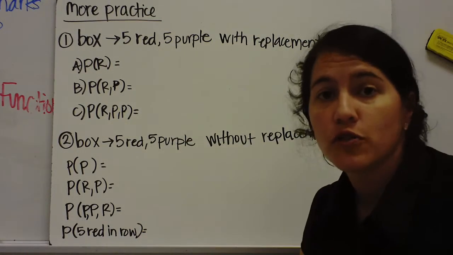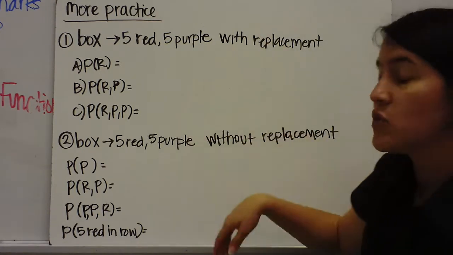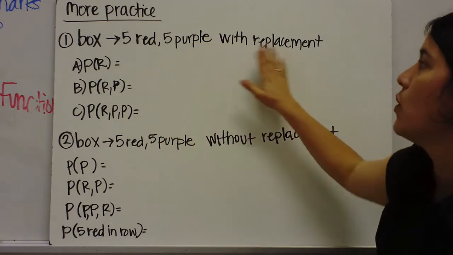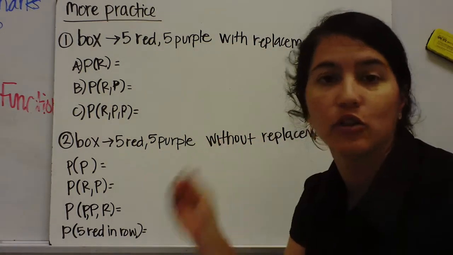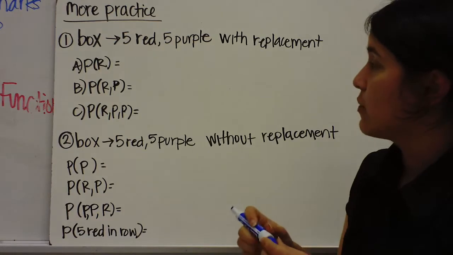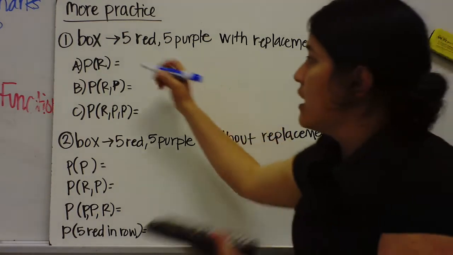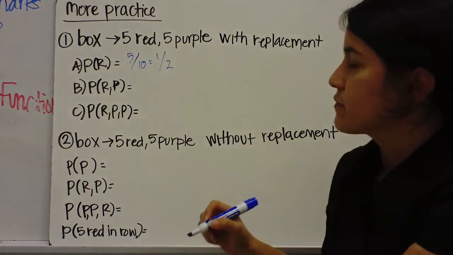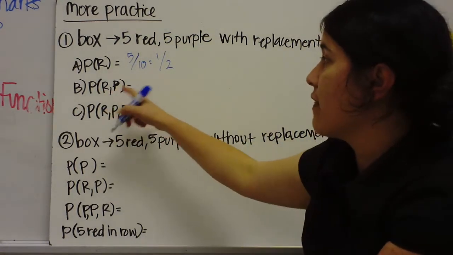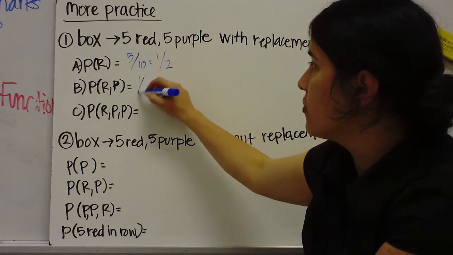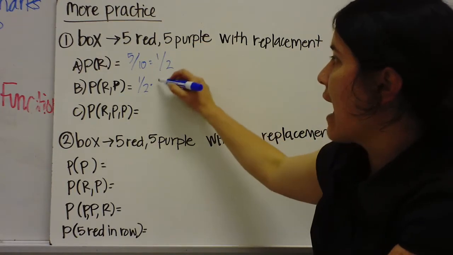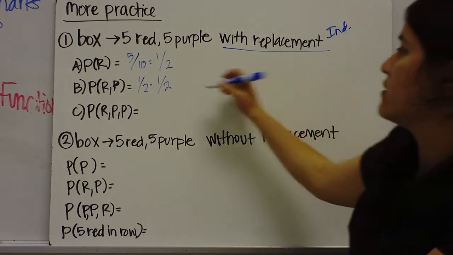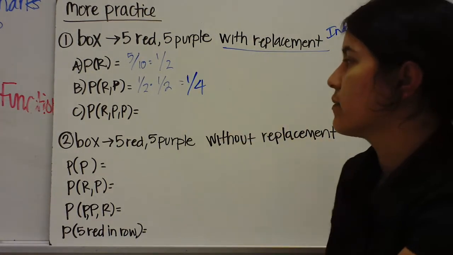So I'm going to give you some to practice. I'm going to do this one with you, and then on the back you're going to do them by yourself. So you have a box with 5 red, 5 purple with replacement. That means when you pull one out, you put it back in. And the probability for red, just a red, is going to be 5 out of 10, which is 1/2. The probability of a red and then purple. So half are red, and then half are purple. Because remember, this is with replacement, so these are independent events, which is 1/4.